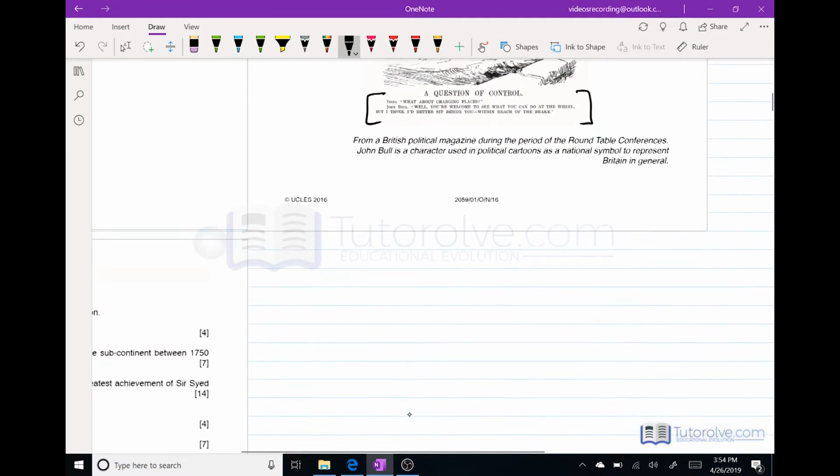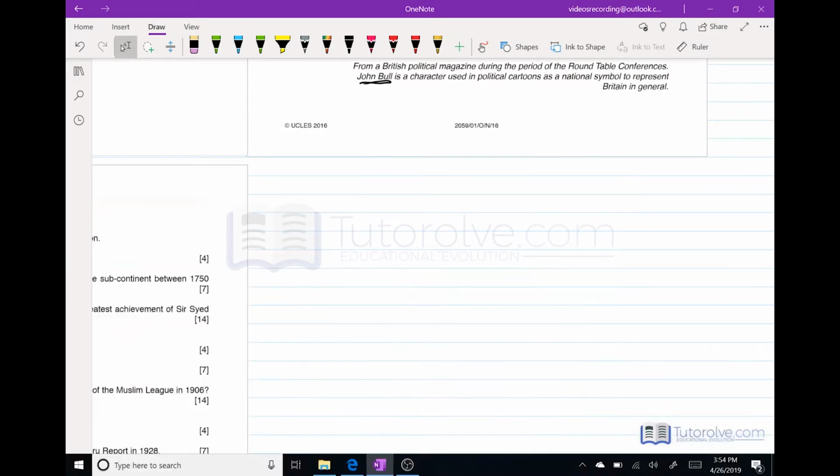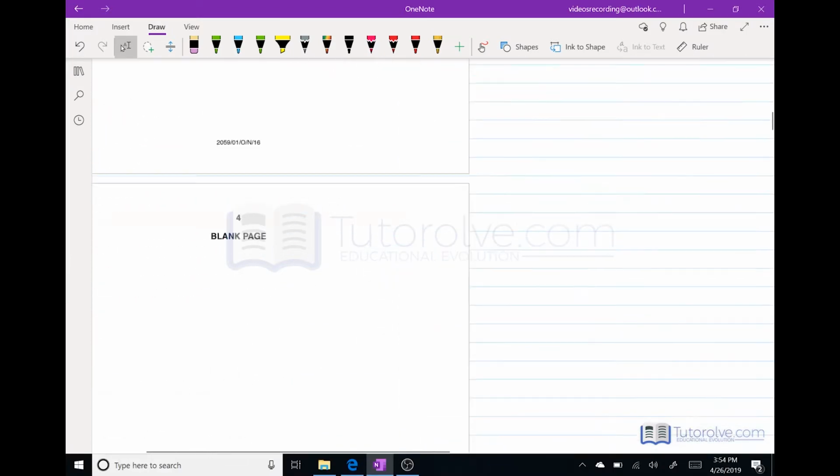This is taken from the magazine. John Bull is basically a character used in political cartoons as a national symbol to represent the British in general. So it's kind of like Uncle Sam, where Americans use that figure, the British used John Bull.